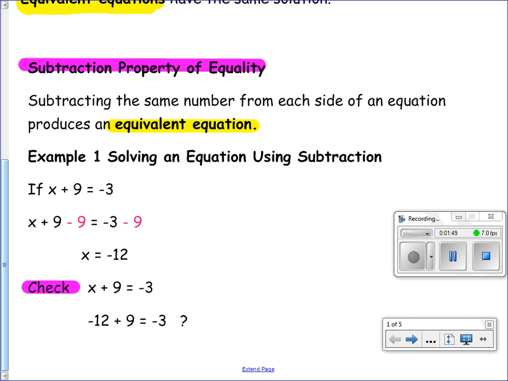So we used the subtraction property of equality. What we did to one side of the equation, we did to the other. When we subtracted 9 from one side of the equation, we subtracted it from the other side. It's still an equation. We used the subtraction property of equality because we actually subtracted it.